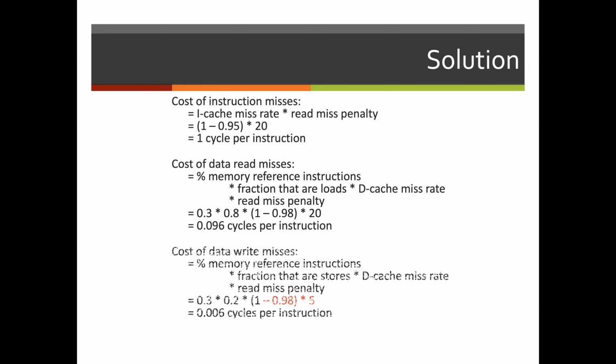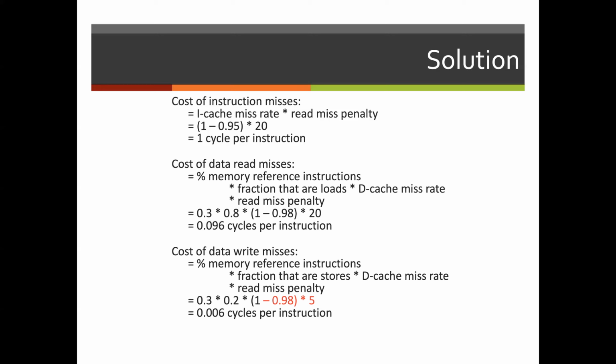Next, we want to calculate the cost of the data write misses. In this case, we consider the percent of memory reference instructions times the fraction that are stores times the data cache miss rate times the write miss penalty. So this will give us 0.3 times 0.2 times (1 minus 0.98) times 5. That is going to give us 0.006 cycles per instruction as the cost of our data write misses.